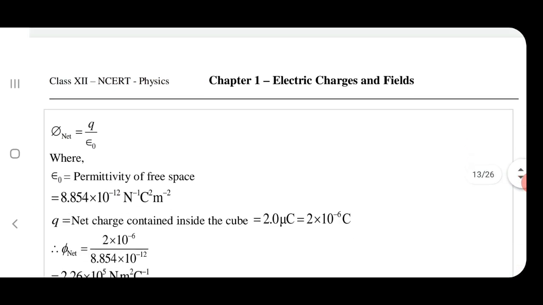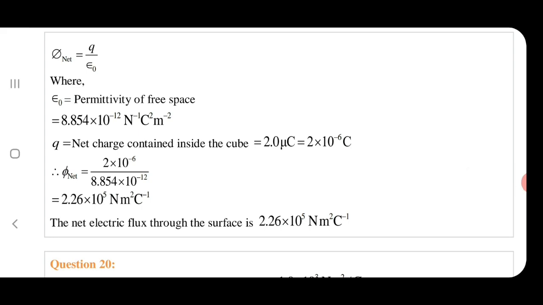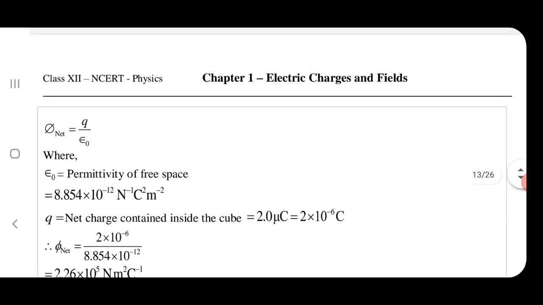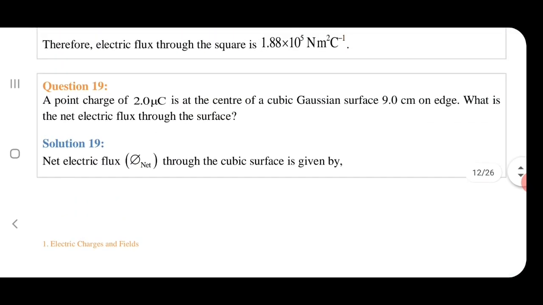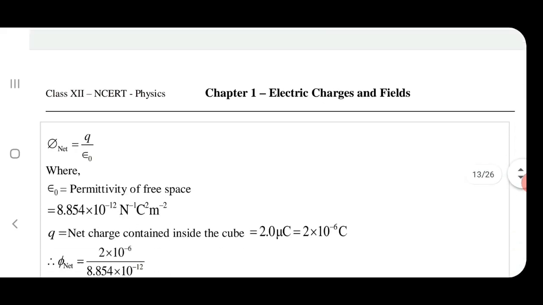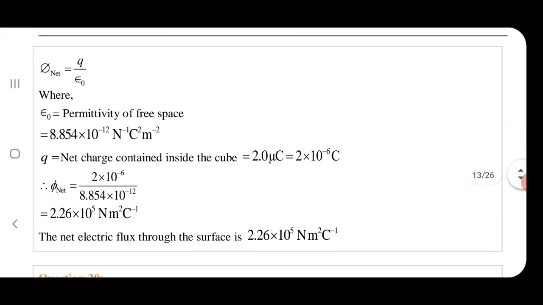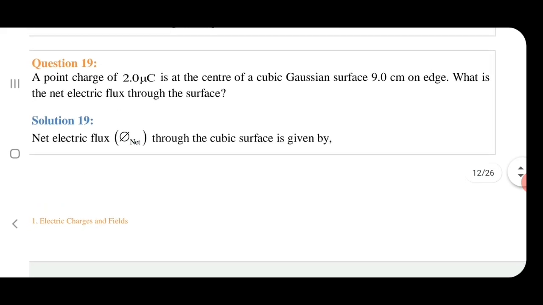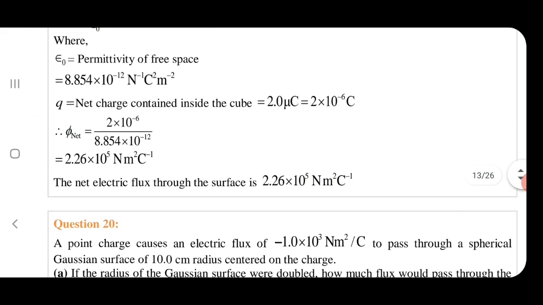So this question is a little bit misleading. You are asked to find only the flux. Flux is given by what? Q by epsilon 0. So you may be thinking why this edge length of the Gaussian surface, 9 centimeter, is given. Okay, that is a little bit misleading. Actually, you need to find only the total flux, which is Q by epsilon 0. It's given the charge enclosed is 2 into 10 raised to minus 6. So your answer comes to be 2.26 into 10 raised to 5 Newton meter square per coulomb.